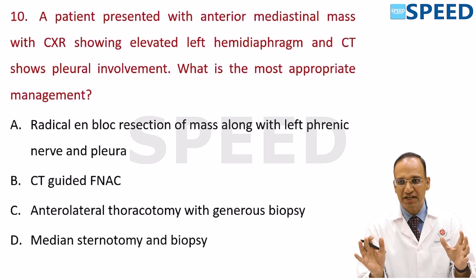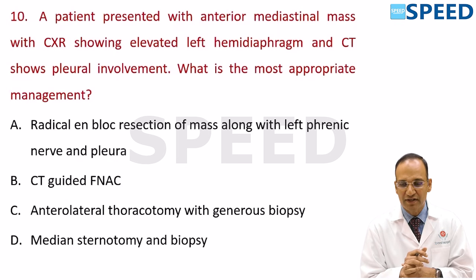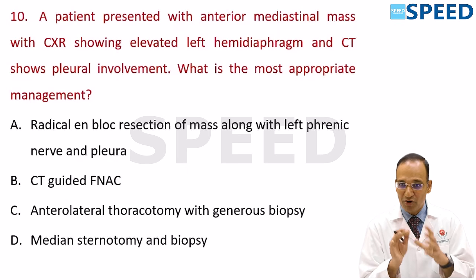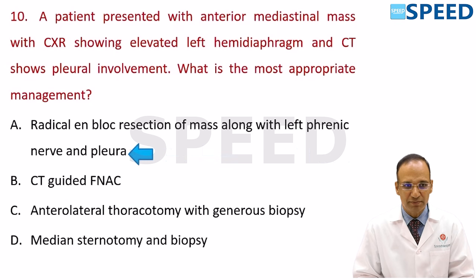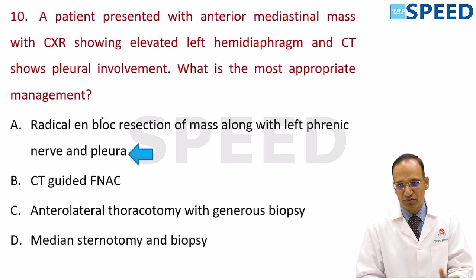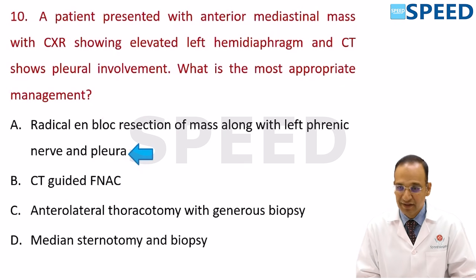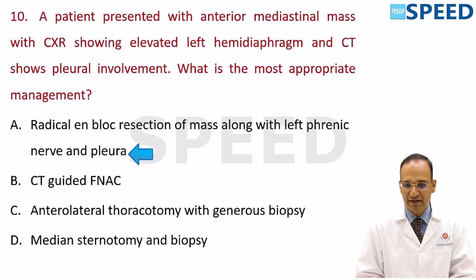And the radical thymectomy: whatever the infiltration is, you need to remove the appropriate infiltrated structures and then reconstruct the normal mediastinal structures. This is very, very important. So the right answer should be the radical en bloc resection of the mass along with the left phrenic nerve and the pleura. If this option is given, it is the most appropriate. Whether the left phrenic nerve is to be salvaged, most of the time you should not salvage the phrenic nerves. In case it is infiltrated, then you have to.